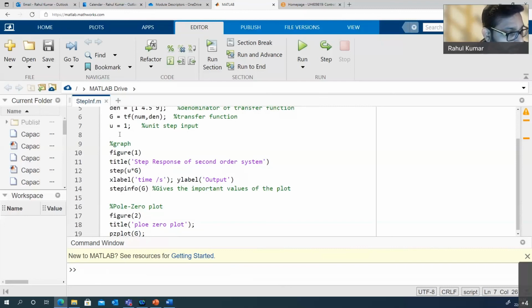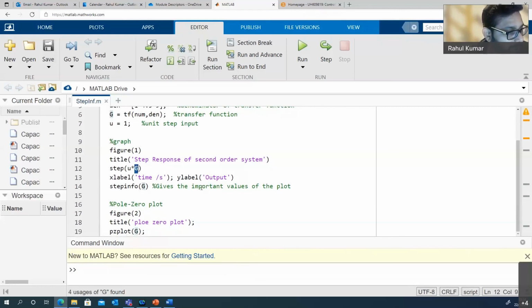Then I have applied a unit step input. For doing that, I am using this function step, and within the bracket u represents the magnitude. In the example, I have taken the magnitude to be unity, or 1, multiplied by the transfer function g. Now I have used stepinfo g to calculate all the important values, right? So let's run this code and see what values it gives us.